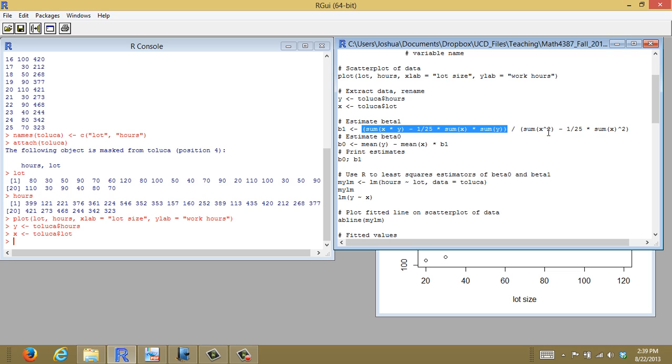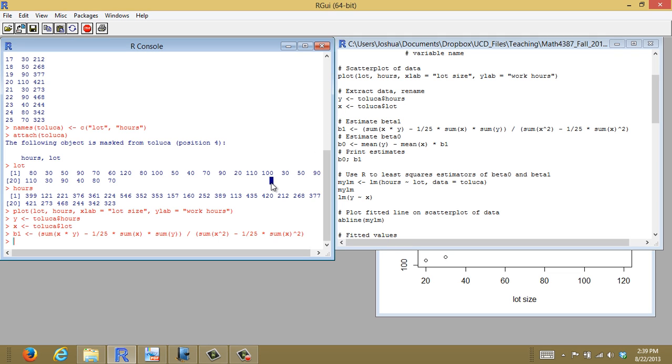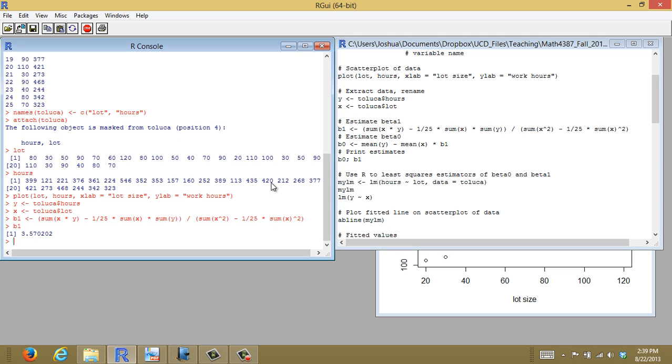And then for the denominator, I have to take each of the x values and square them, then add them all together. Then I subtract from that the sum of the x's, squared, times 1 over the sample size. So the number of observations is 25, which is where 1 over 25 is coming from. And when I do that, I get my least squares estimate of beta 1, which in this case is going to be 3.57, which is the same value that we already saw on the slides.